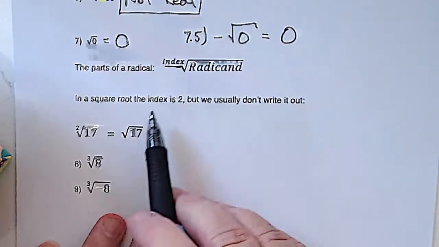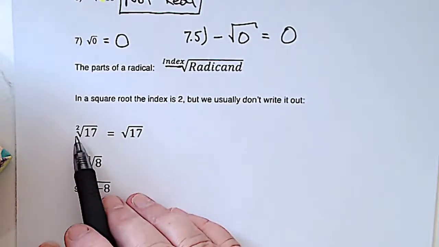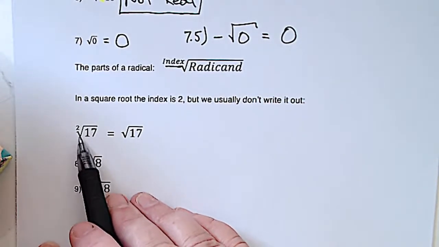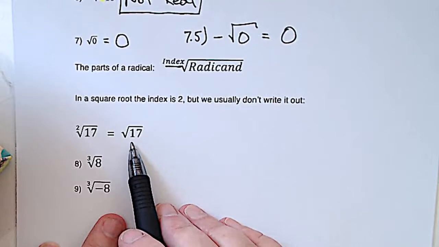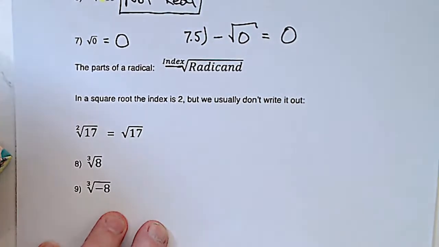Okay, so in a square root, the index is 2, but we don't write it. So it would be a 2 there with the radical, but usually it's just understood. If you just see a radical sign, it is the square root. Does that make sense? So that's the square root of 17.